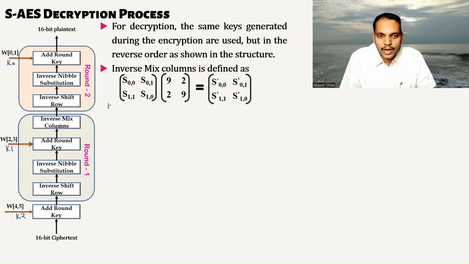In the mix columns, we multiplied with 1441, isn't it? Here, in the inverse mix columns, what we are going to do is multiply with this particular matrix 9229. This matrix is the inverse of 1441 with respect to modulo x power 4 plus x plus 1. So we have to do it with this.